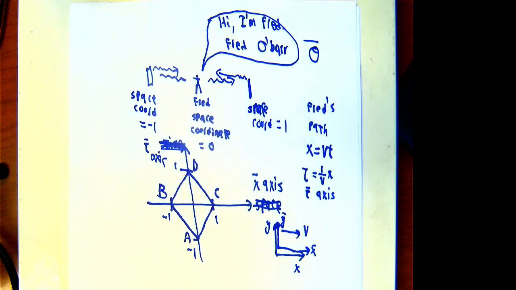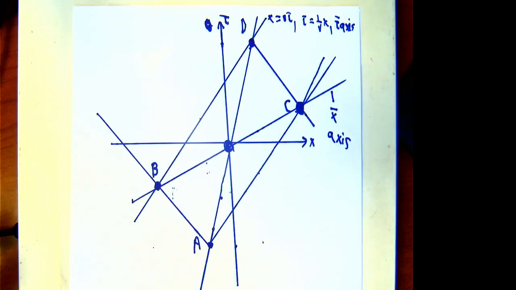So we've more or less identified all of these line segments that make up the edges of our shape here. In particular, we can also draw in B and C, and of course, this is the x-bar axis in the barred coordinate system. And since I know B and C now, I can actually draw in the location of the x-bar axis on the space-time diagram of the unbarred coordinates.